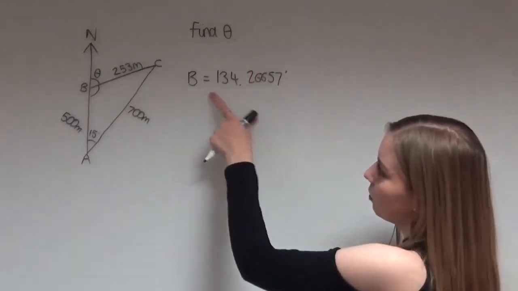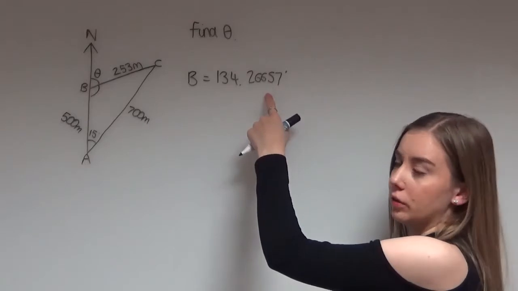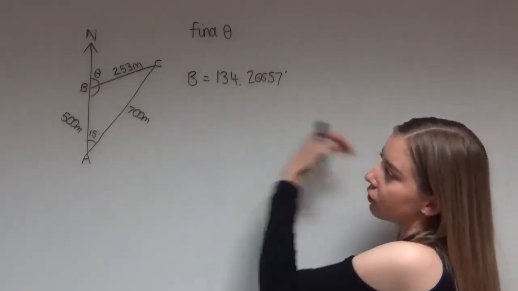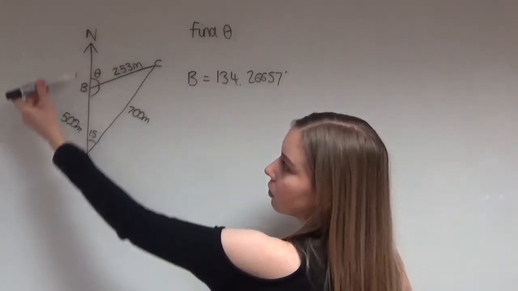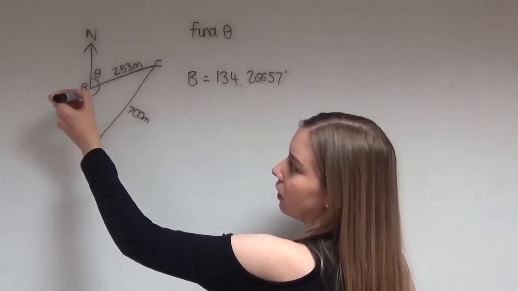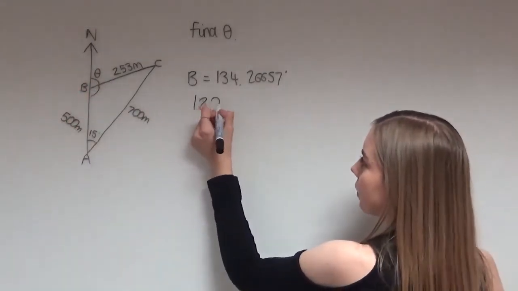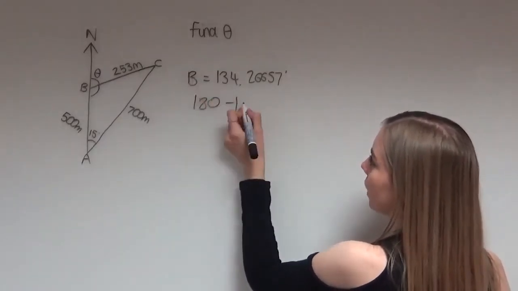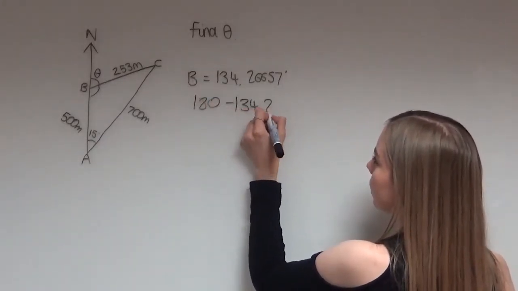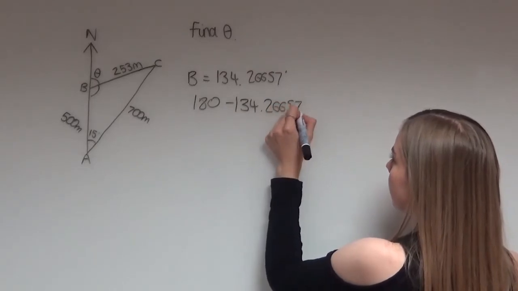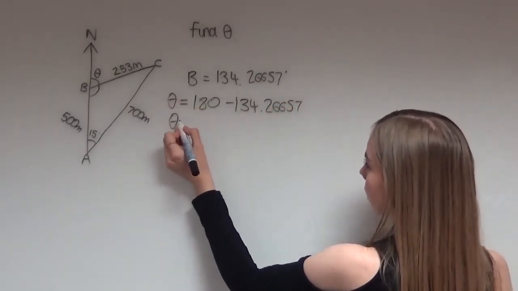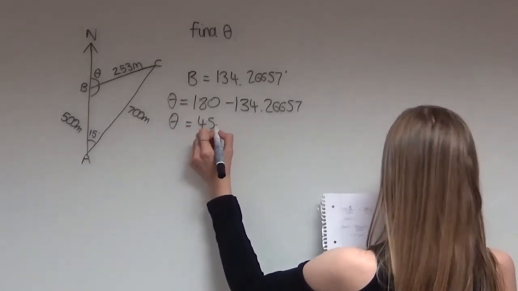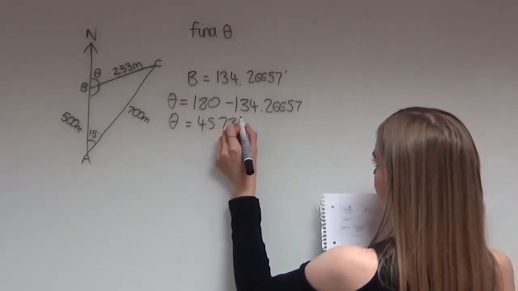So now we know that b is 134.26657. To find out theta, we know that a straight line equals 180 degrees here. So we just do 180, take away our angle b, and that should equal theta. So that's when you get an angle of 45.73 degrees.